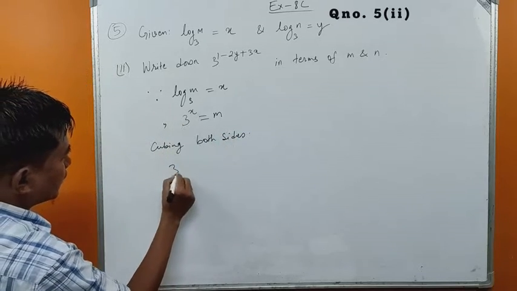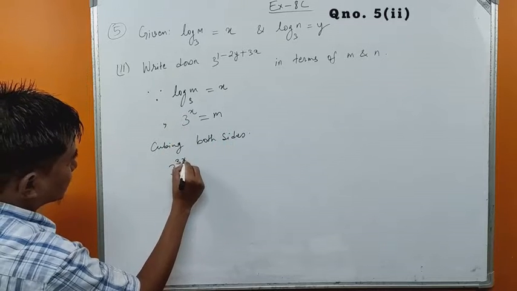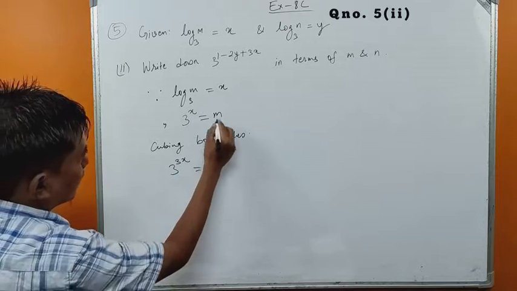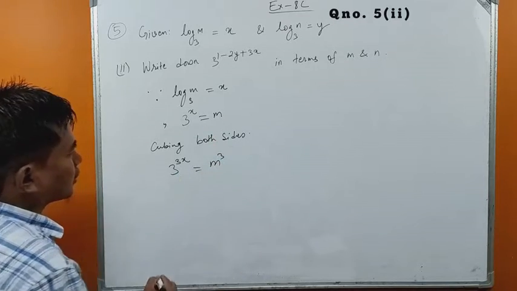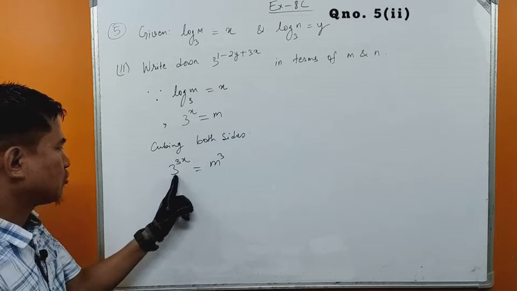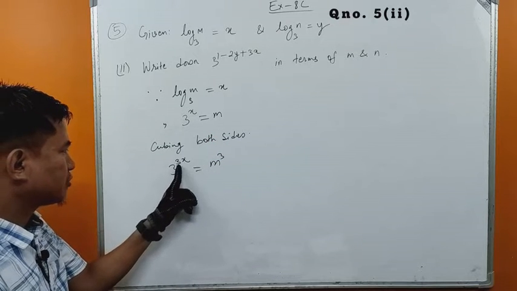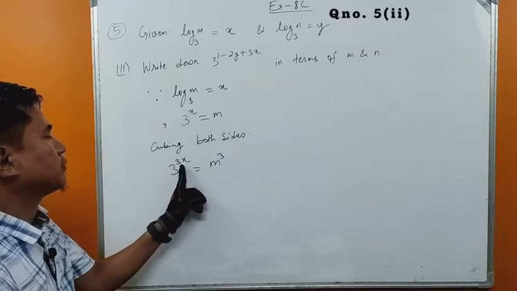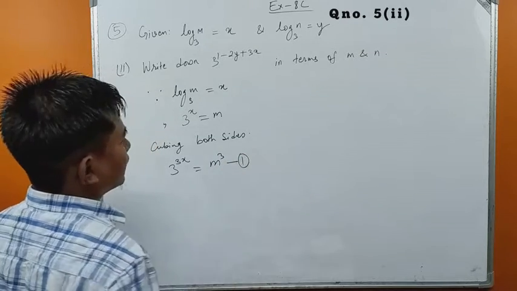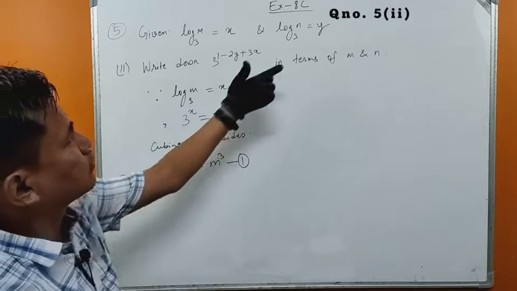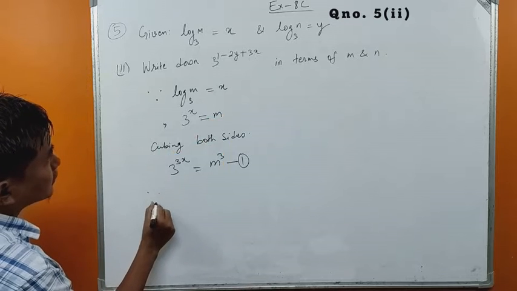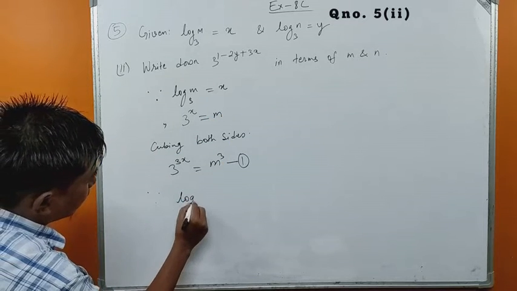So 3 cubed, x was already there, so I cubed 3, means m also should be cubed. Cubing both sides, like squaring both sides, we can cube both sides. 3x was there, now I cubed 3 and I cubed m. 3 to the power 3x equals m cube. This is equation 1.